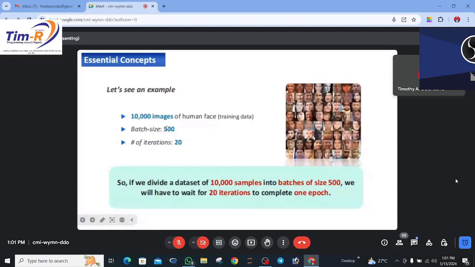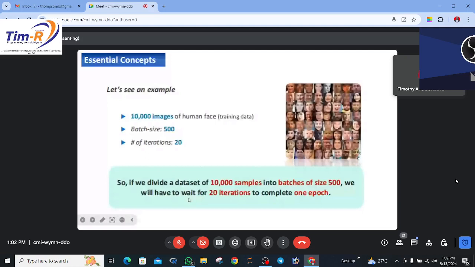Now if you divide 10,000 by 500, that gives us 100 divided by 5, that's 20. So which means it will take 20 times for the whole images to go through the artificial neural network once, and that's the number of iterations. So if we divide the data set of 10,000 samples into batches of size 500, we will have to wait for 20 iterations to complete one epoch. So that's what that means.